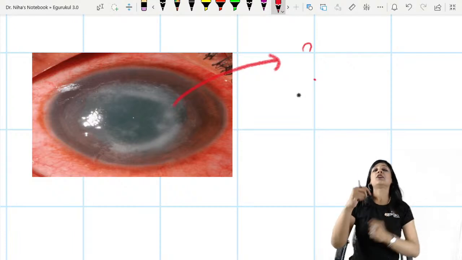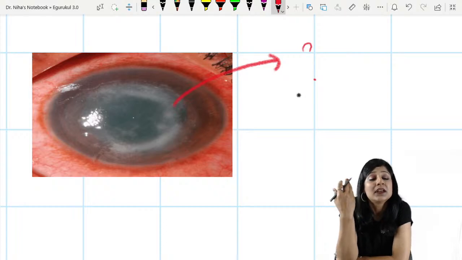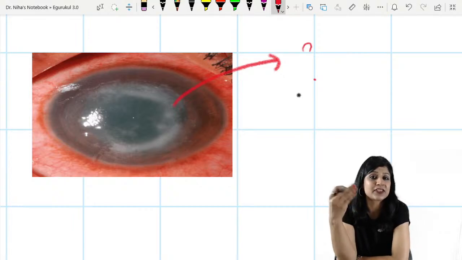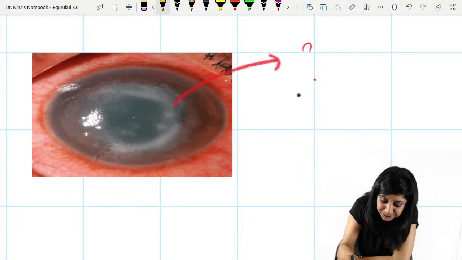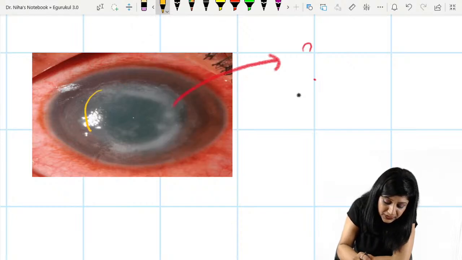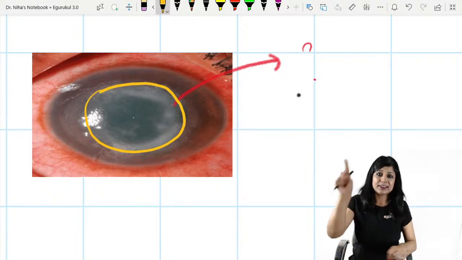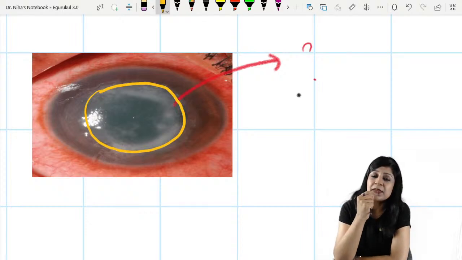When I talk about the corneal opacities, they are of three types. We have nebular, we have macular, we have leukomatous. See, questions come from the question itself. So this is not a corneal opacity. Now I will give you some hint. Can you see, this is the opacity here. This is the opacity over the cornea. Now can you tell me what it is?